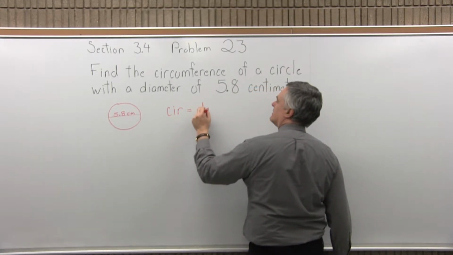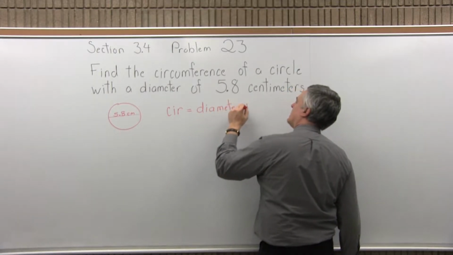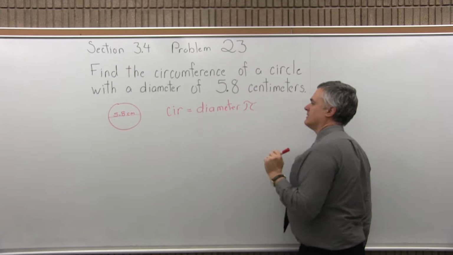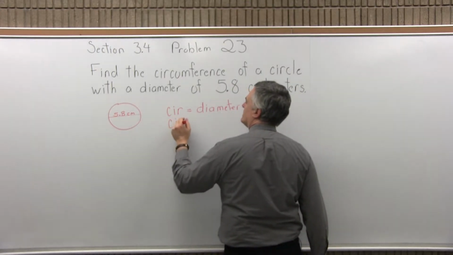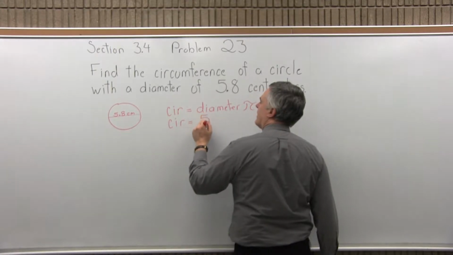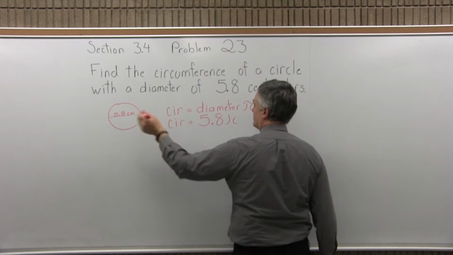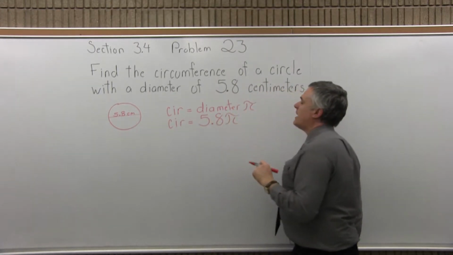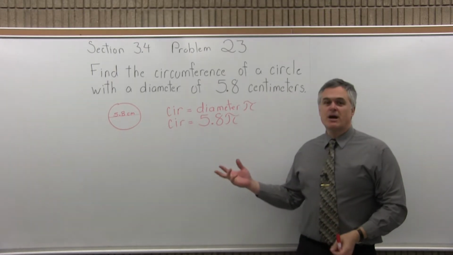equals diameter times pi. So circumference equals 5.8, that's the diameter, the distance across through the center, times pi. Now, some people will just leave the answer this way, 5.8 pi.